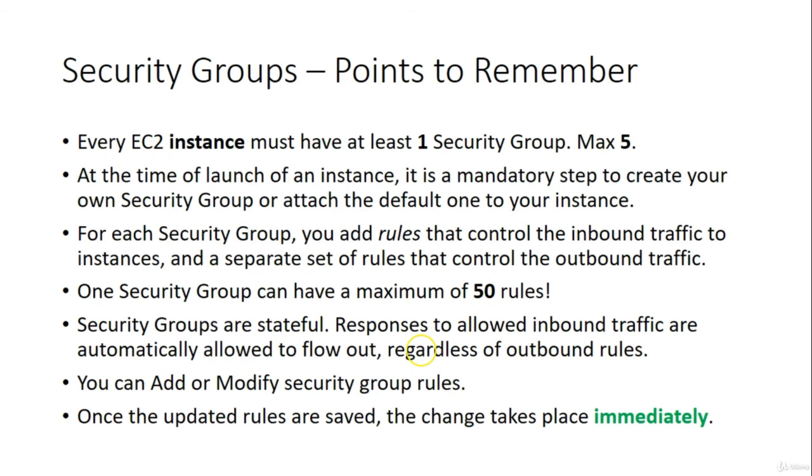Now, before we wrap up this lecture, points to remember. Every EC2 instance must have at least one security group, and it can go up to 5. That is, a maximum of 5 is allowed with one instance. At the time of launch of an instance, it is a mandatory step to create your own security group or attach the default one to your instance. For each security group, you add rules that control the inbound traffic to the instance and a separate set of rules that control the outbound traffic.